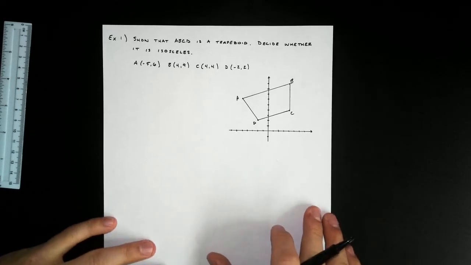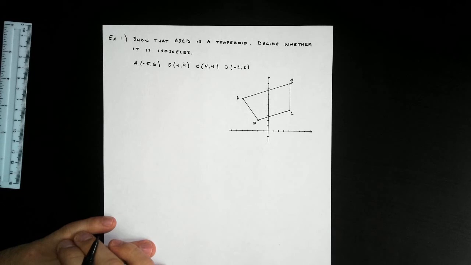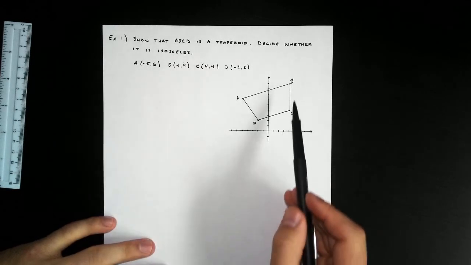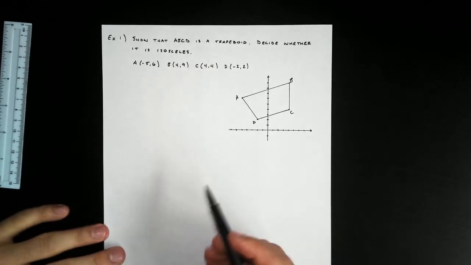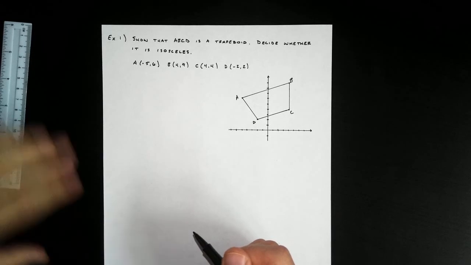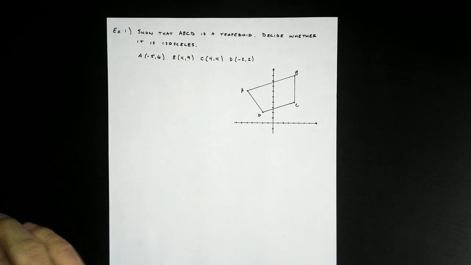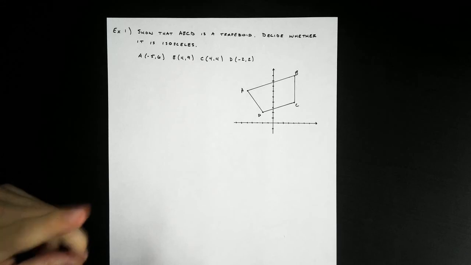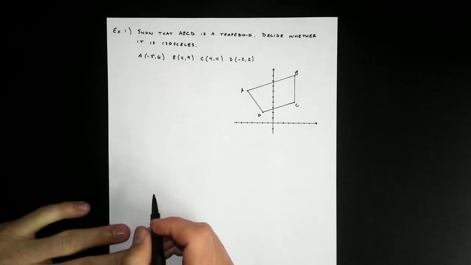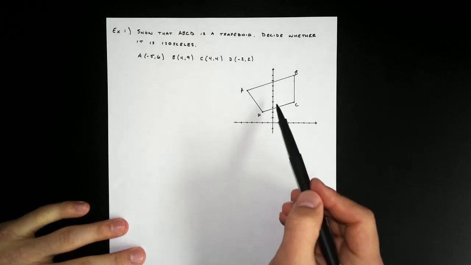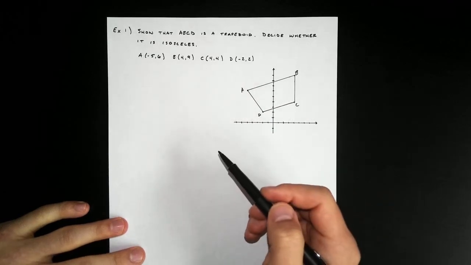Okay, so this says show that ABCD is a trapezoid, and then we want to decide whether or not it is isosceles. So I was given these coordinates, and then I went ahead and graphed that trapezoid already. Now, to verify that it is a trapezoid, the easiest way is by using the definition. And the definition is we have one pair of parallel sides.